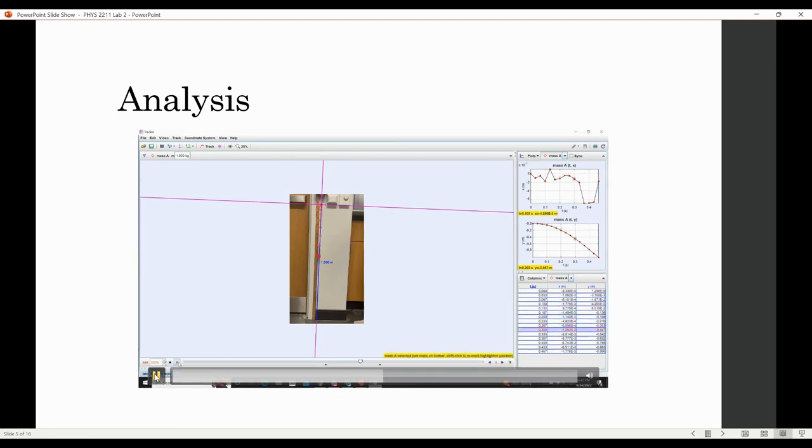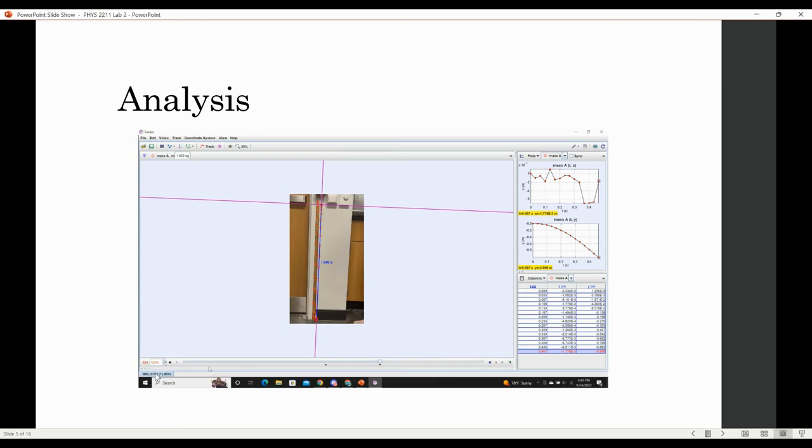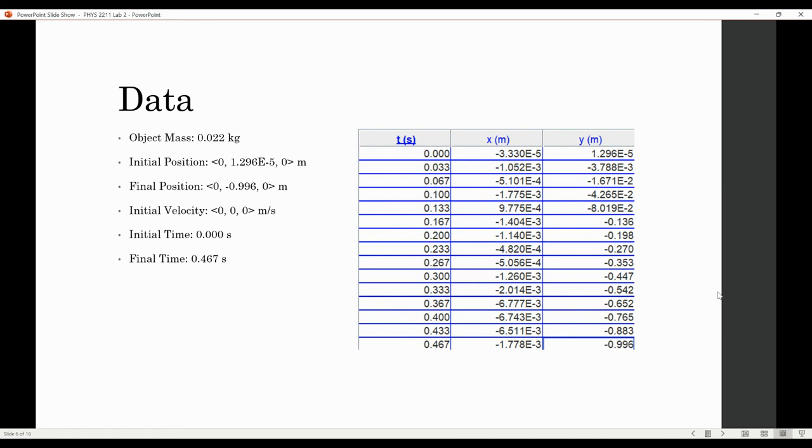Here is a video in Tracker analyzing the video of the glue stick falling and recording its position and corresponding time. This is the data that we will use for our observed and predicted models. The mass of the glue stick is approximately 0.022 kilograms. The rest of the data was collected by Tracker. Since we are assuming that there is only motion in the y-axis, we can ignore the Tracker data for movement in the x-axis and set it to 0.